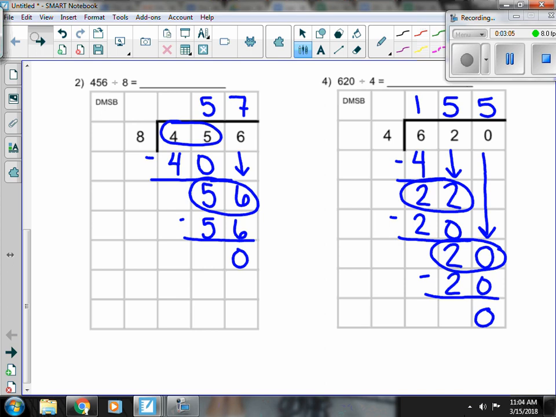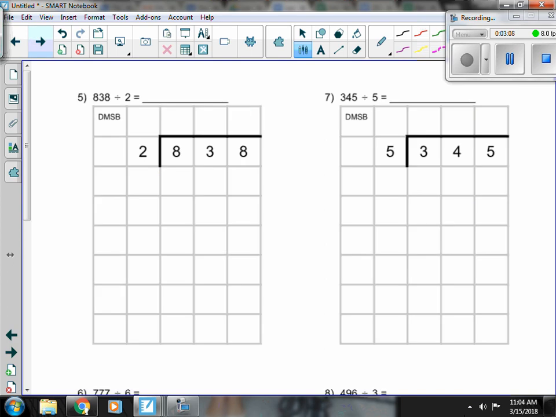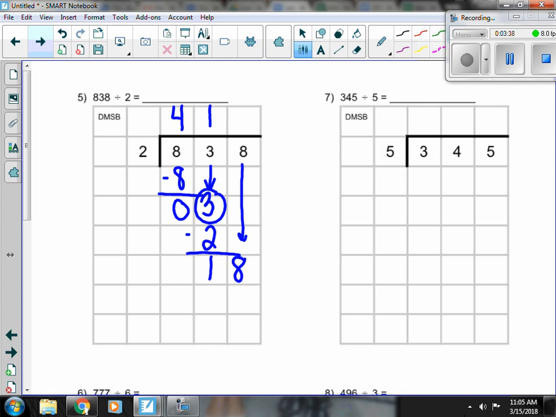Okay. Let's look at the problems on the back. 838 divided by 2. 2 goes into 8 4 times, and 4 times 2 is 8. So this first part, I don't have any remainder, but I still need to bring down my 3 and keep going. So my new number is just 3. 2 goes into 3 once. 1 times 2 was 2, and I subtract 1, and 1 is less than 2, so I can keep going. 2 goes now into 18 9 times, and 9 times 2 is 18, and I have 0 remainder.